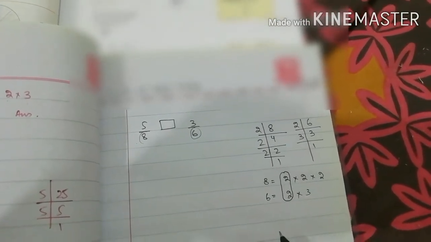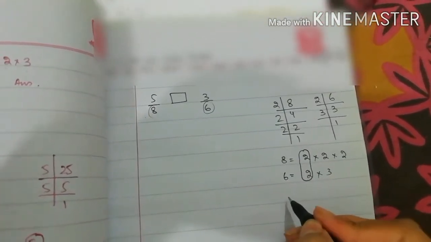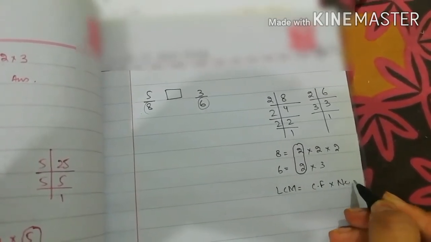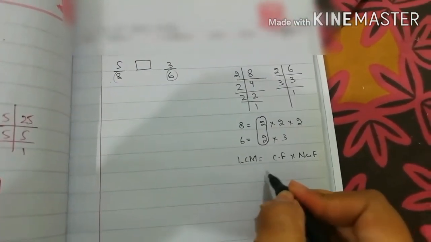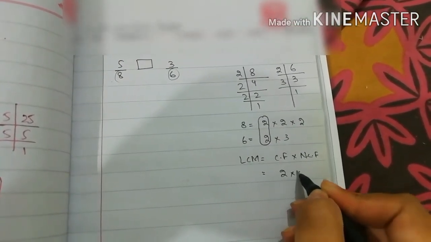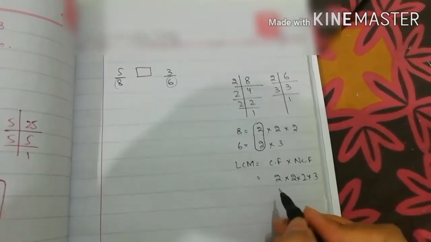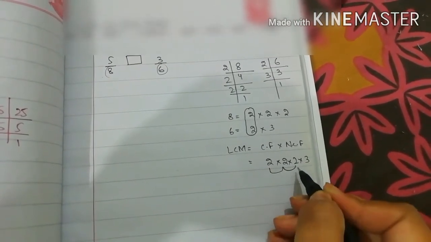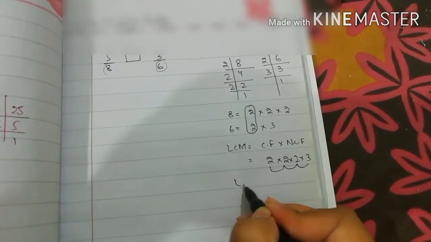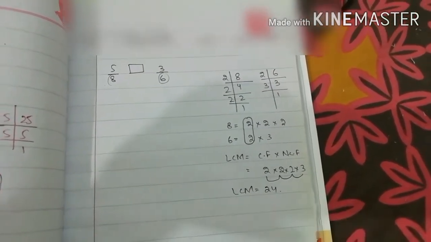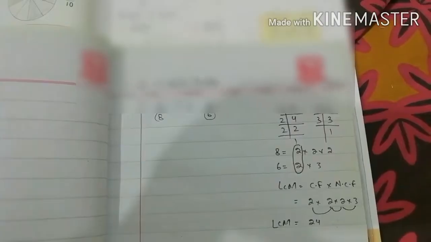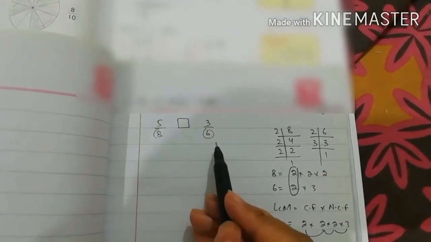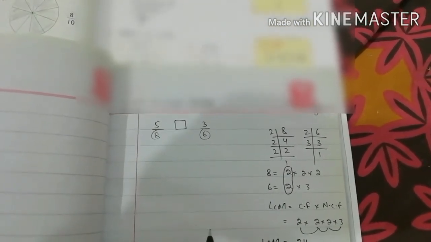Dear students, you already know the formula of LCM. So the formula of LCM is common factor multiplied by non-common factor. Common factor is 2 and non-common factor is 2 into 2 into 3. Now we will multiply these numbers. 2 2s are 4, 4 2s are 8, 8 3s are 24. So the LCM is 24. Now, I found 24 that is divisible by both 8 and 6. So we have to make the denominator 24.